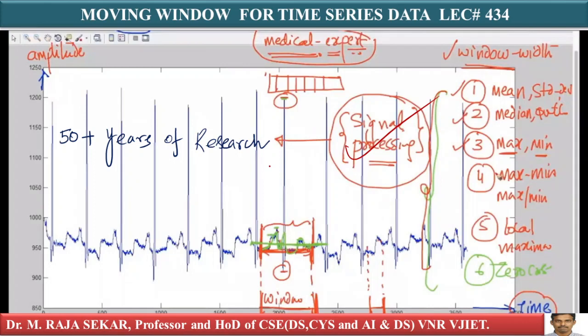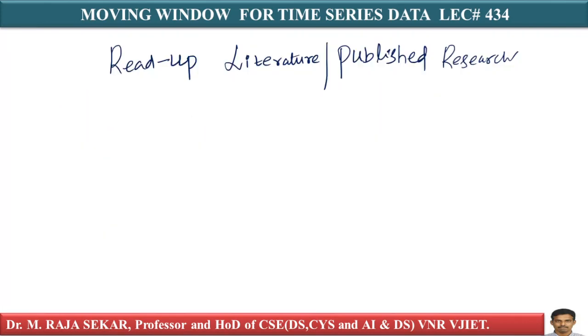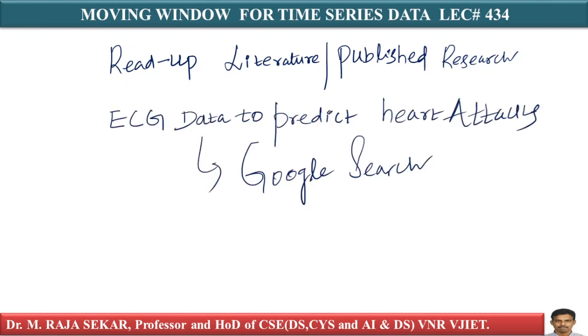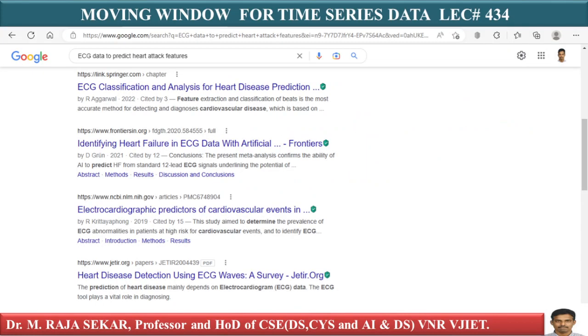What is literature? Literature means, in this context, published research for determining what is the right feature. Let's assume you want ECG data to predict heart attacks, just Google search it. Just see here, that's what I typed. In the Google search window, we typed ECG data to predict heart attacks.